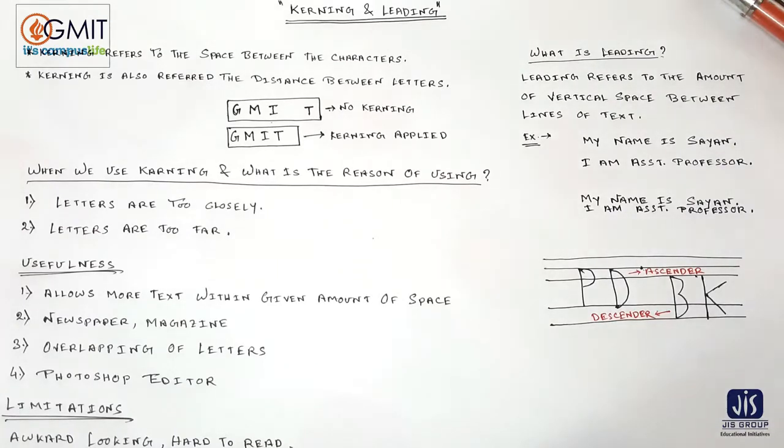What is kerning? Kerning refers to the space between the characters or letters of a word. Actually, kerning refers to the space or the distance between the characters or letters. Suppose you are writing a word. You know that some letters make a word, some words make a sentence, and some sentences make a paragraph. These are all related to text in multimedia.